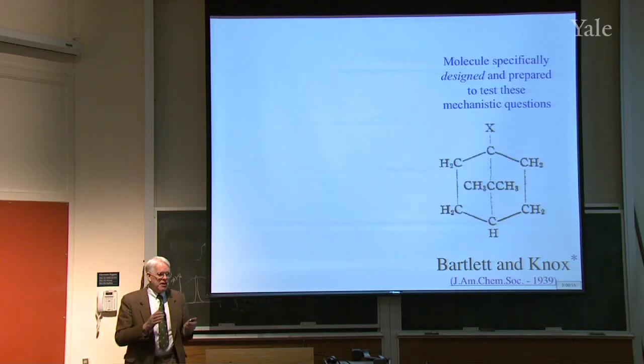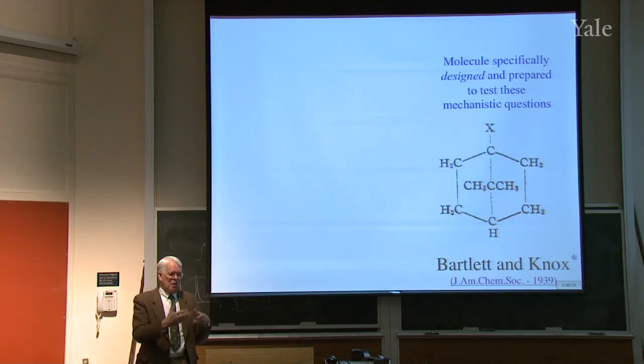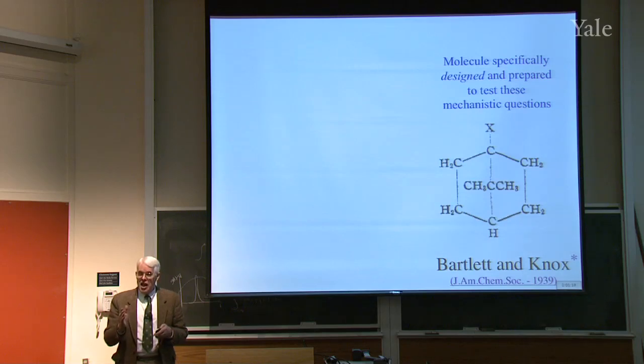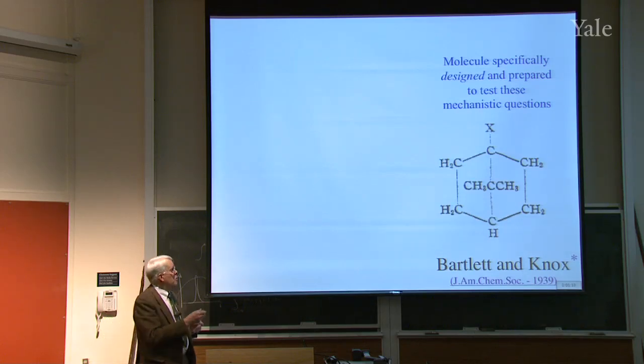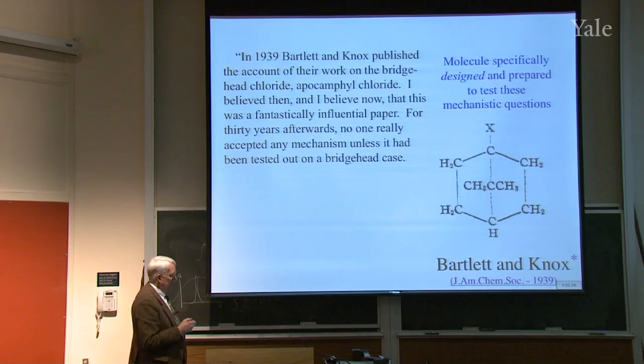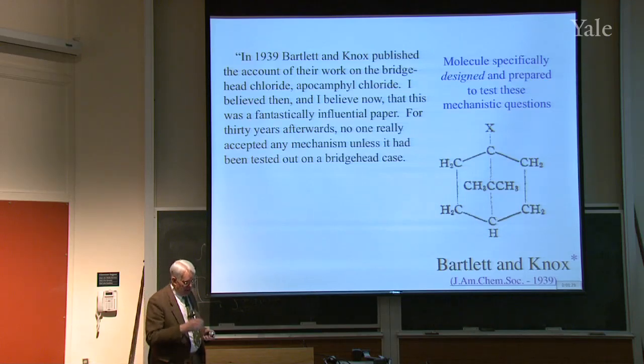This is rather different than just taking things, reacting them, messing around, observing what happens, and then trying to interpret it. They specifically designed a molecule that would test these questions about whether you could have front side attack, whether you could have a non-planar cation, and one that wouldn't be complicated by other problems. So they thought through very carefully and designed it, and then Knox had to prepare it and study it. Right? Okay, now this is a comment about that paper.